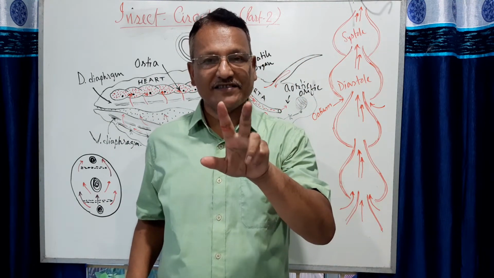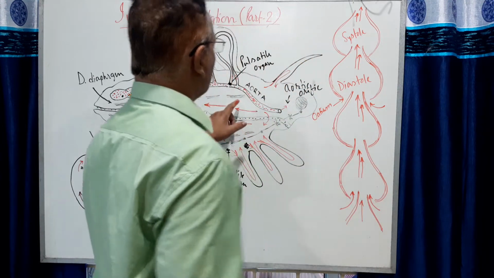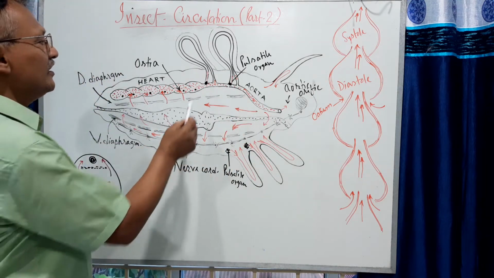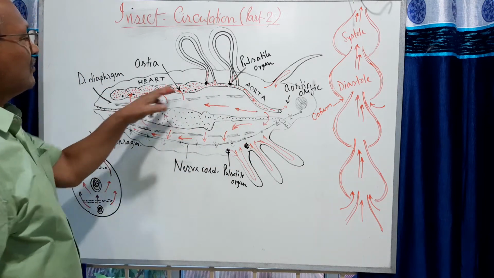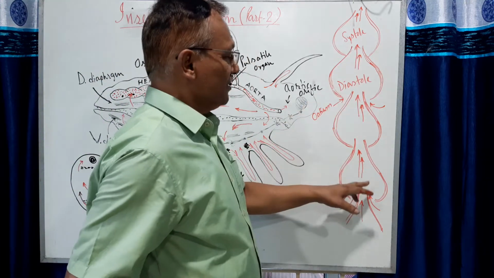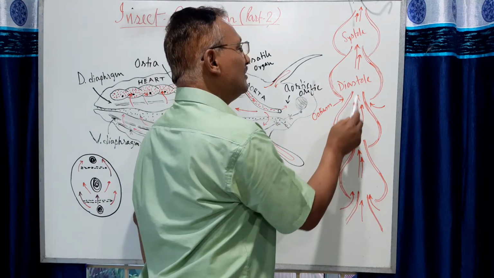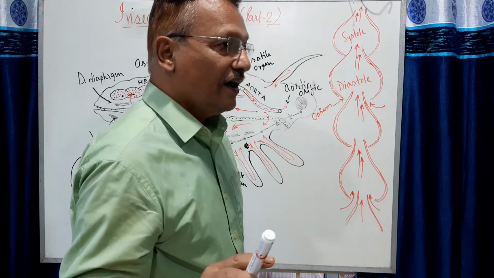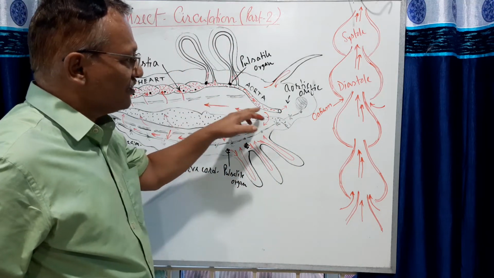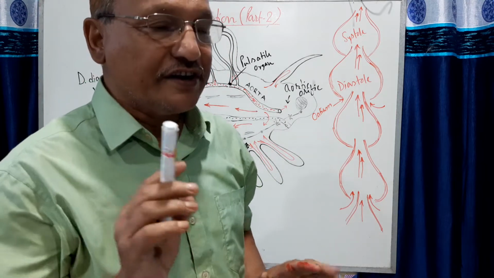The dorsal vessel has two distinct regions. Anteriorly, it is called the aorta, and posteriorly, it is the heart. The heart consists of a series of dilations and a series of contractions. This is the dilation and this is the contraction. In the aortic region, this dilation and contraction is not available.